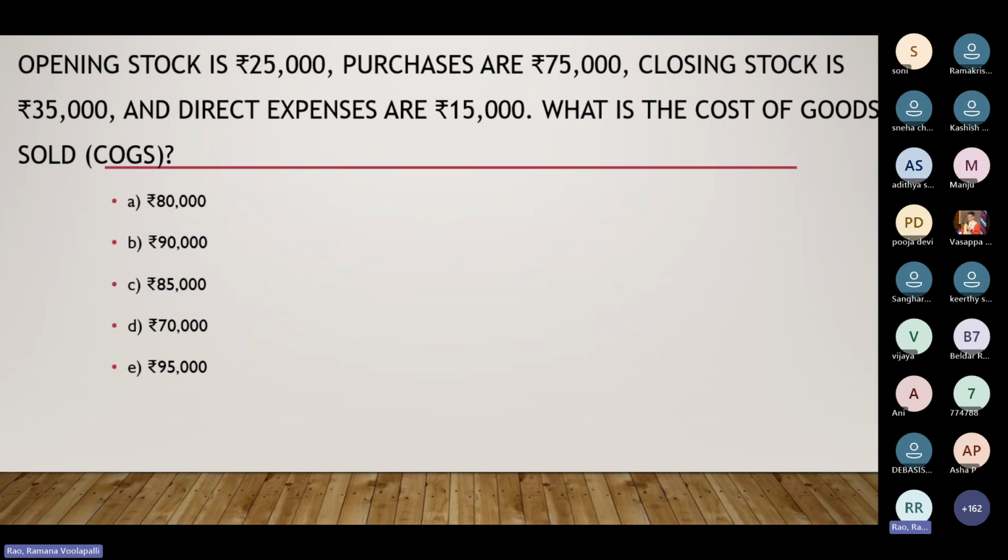Opening stock is 25,000. Purchase 75,000. Closing stock 35,000. Direct expenses 15,000. Again, cost of goods sold. I am repeating this question because these questions are important. Many times they have been asked. Okay. 75 plus 25, 100, 1 lakh. 1 lakh plus 15, 115. 115 minus 35. A is the answer. Yes, 115 minus 35 is 80. It is A.